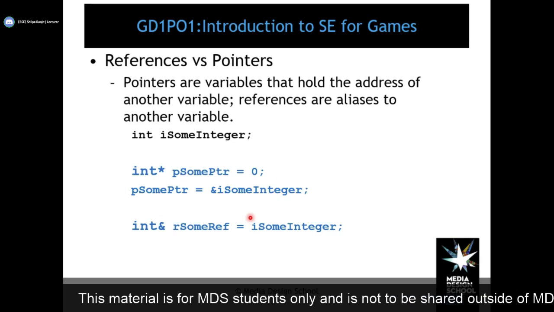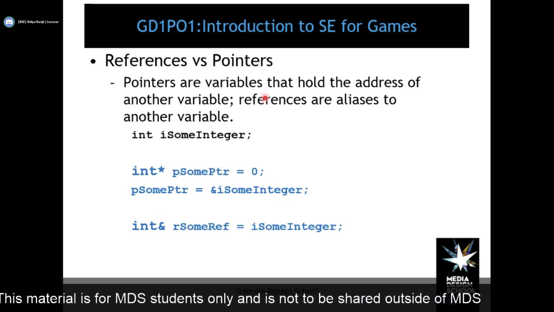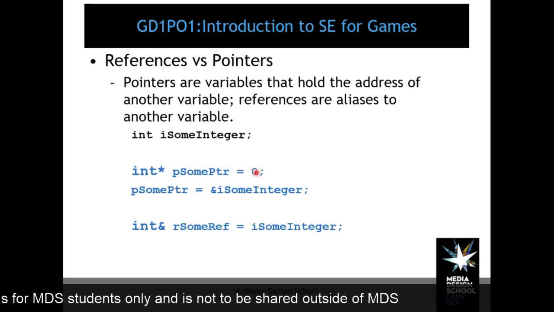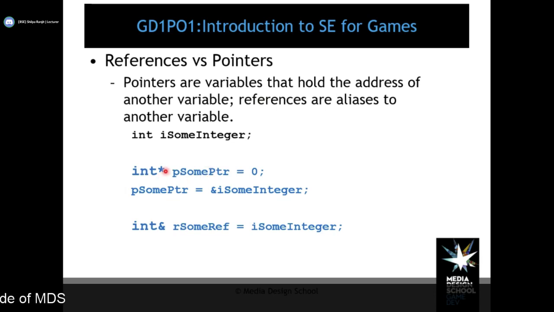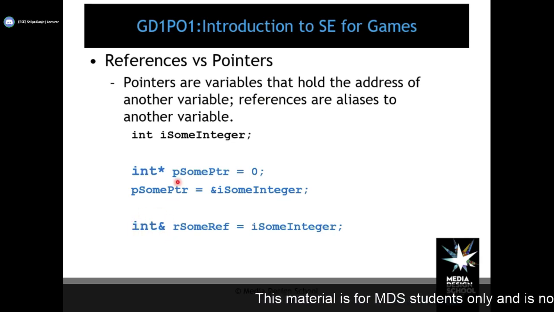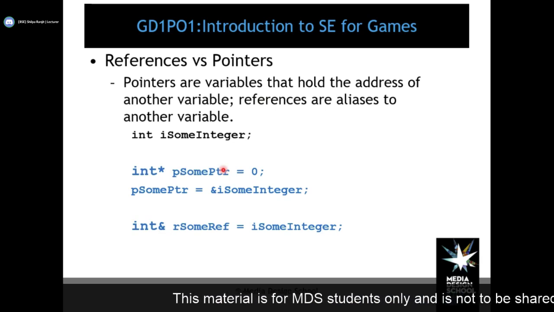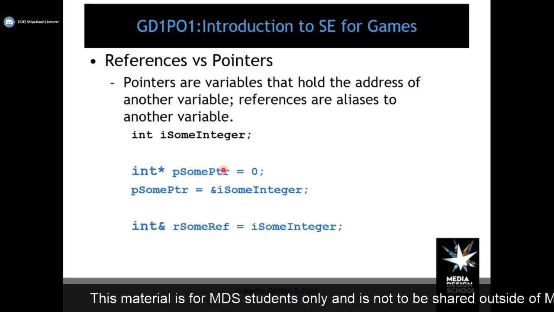All right. So the differences between references and pointers. If you see over here, this is the difference in the declarations. To declare a pointer, you need an int asterisk declaration. To declare a reference, you need an int ampersand declaration. And a pointer does not need to be initialized at the point of declaration.